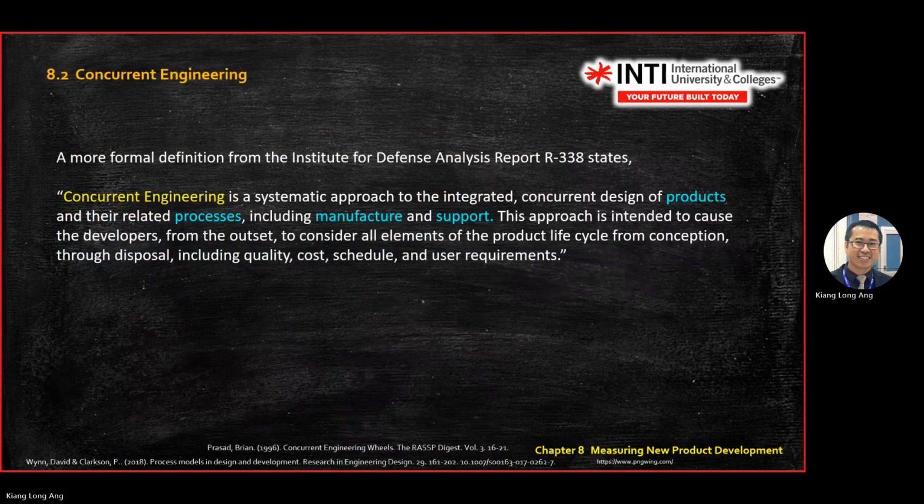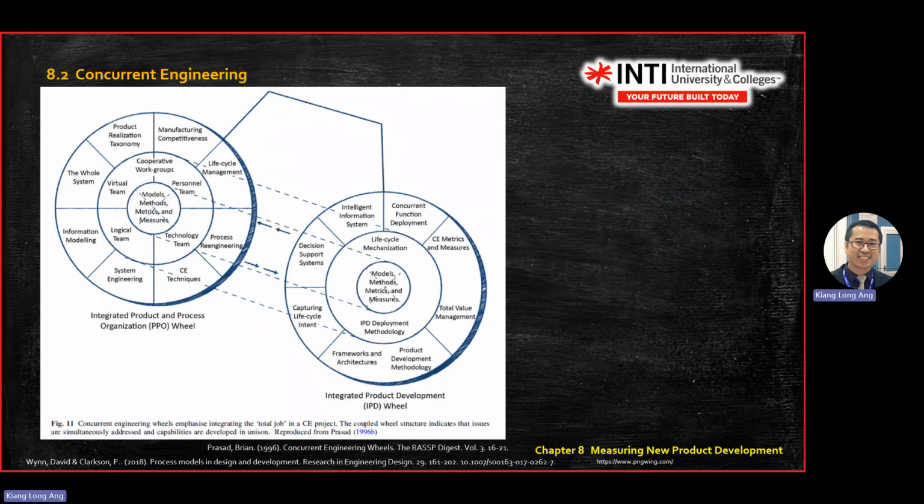Okay. So these are textbook definitions of what is concurrent engineering. This one you read. Okay. This one is the concurrent engineering wheel. That people, when they teach what is concurrent engineering, they use this diagram. So they have two cycles. Each one is one product, then they link the two processes together.